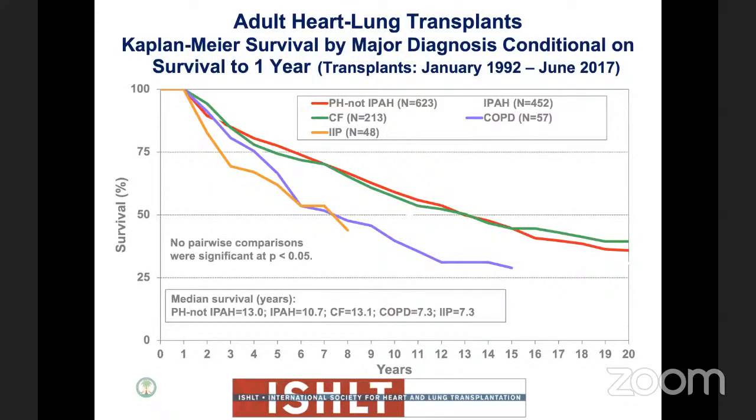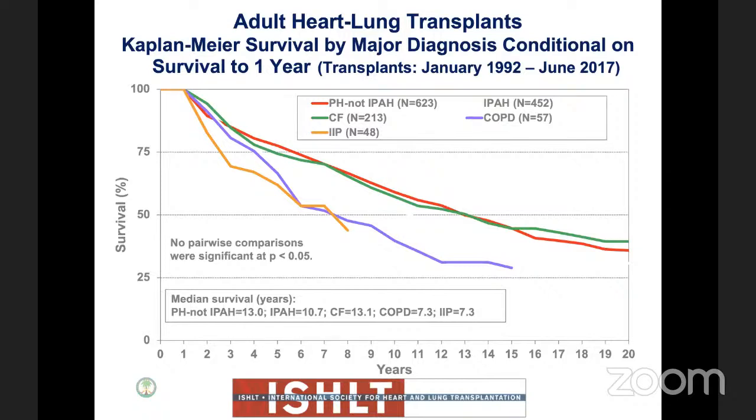When you look at the different diagnoses, the best survival is in pulmonary hypertensive patients who are not idiopathic, and the CF patients. The CF patients used to get heart-lung transplants, and their hearts used to then be transplanted as a domino transplant into somebody else. But that transplantation has pretty much vanished, and when you look at the numbers, it's not the highest number anyways.